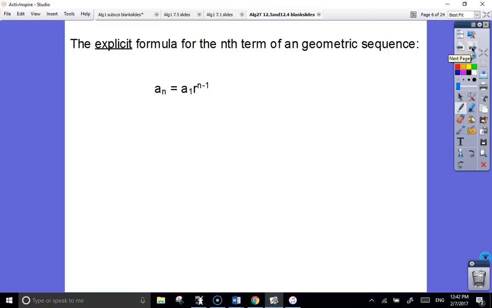And just to point out, if I was using this formula and I said find a1, then I would have a1 times r to the 1 minus 1, which is a1 times r to the 0, but anything to the 0 is 1. So that's why you just get a1 back again. That's why it has to be n minus 1, right? It wouldn't work if you made it n. It has to be n minus 1.